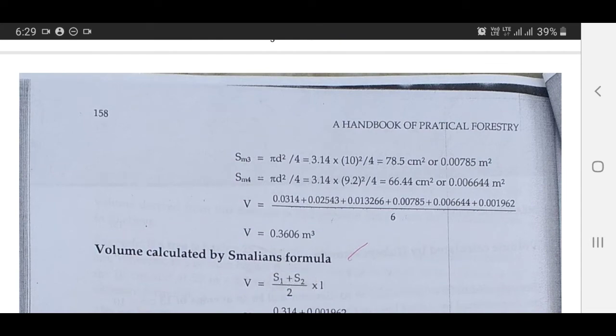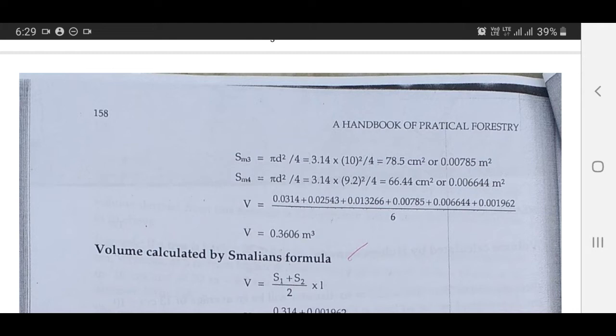SM3: pi d square upon 4, 3.14, 10 whole square upon 4, it comes to 78.5 square centimeter. SM4: pi d square upon 4, 3.14 into 9.2 whole square upon 4, it comes to 66.44 square centimeter.